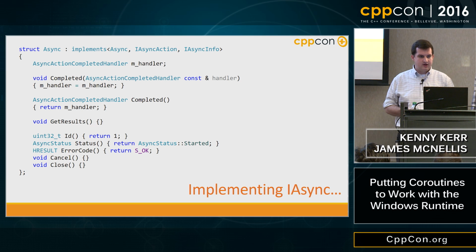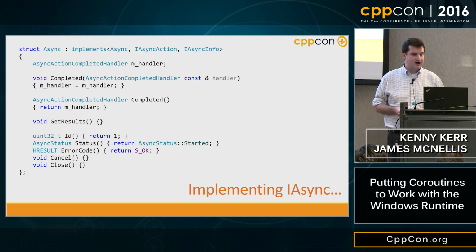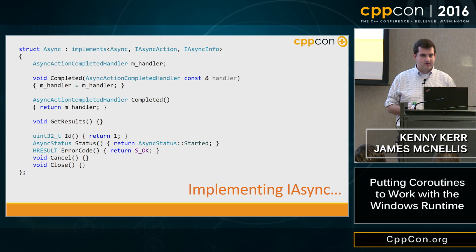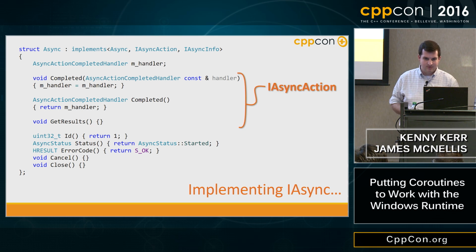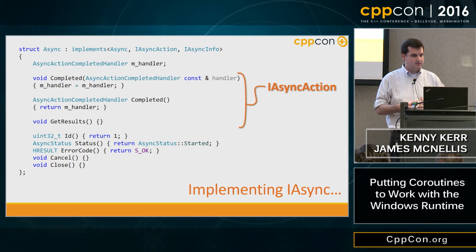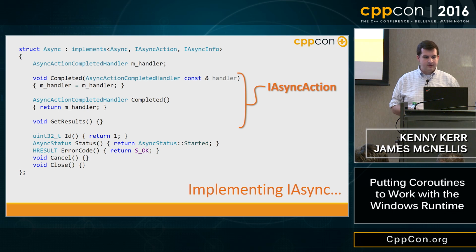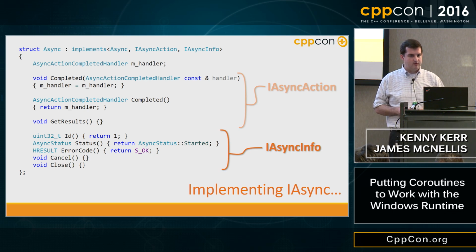So here's an example of what an implementation of IAsyncAction has to look like. As we said before, we have to implement two different interfaces. There's IAsyncAction, and then there's the basic IAsyncInfo. This is not a complete implementation, just a demonstration of the functions that have to be implemented. For IAsyncAction, we have to support the completed handler. And for IAsyncInfo, we have to implement the status reporting and the cancellation support and other things.